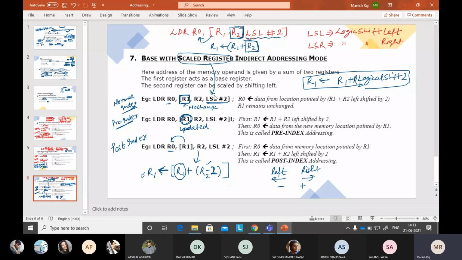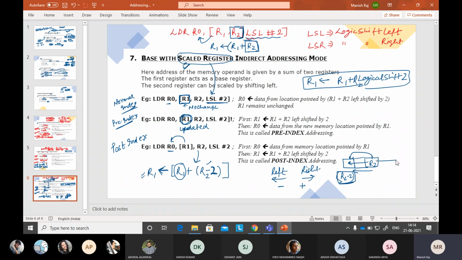Scaled register means this part. Means you are scaling some register, means you are shifting the register. Some value, some addresses you are shifting, shifting right or left. That's why I am saying that is the scaled register. That's why I am using the words base with scaled. Scaled means if the R2 register is here, you are shifting this part by 2 index. Means from here you are reaching here, and you are getting the address of R2 minus 2. This address you are adding to the R1. So you are shifting this part to the left by 2 index. That's why I am saying that is the scaled. Scaled means you are shifting some part.